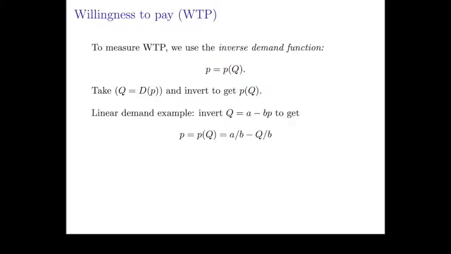So for example, if you had a linear demand function, so the quantity that you demand, Q, is A minus B times P, then you could just solve for P in terms of Q in order to get the inverse demand. So that would just be A over B minus Q over B.